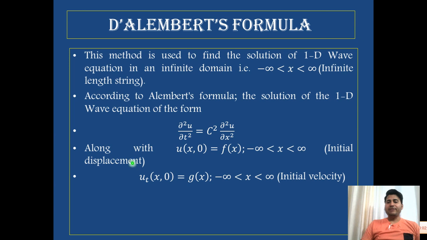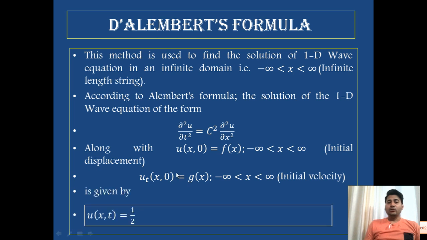If this is the problem we have, then the solution by D'Alembert's formula is written as u(x,t) equals 1 upon 2 into f(x plus ct) plus f(x minus ct), plus 1 upon 2c times the integral from x minus ct to x plus ct of g(x) dx. Students, try to remember this formula because most of the time it comes directly in the examination. This part is written on the basis of f(x), the initial displacement, and this part on the basis of g(x), the initial velocity.